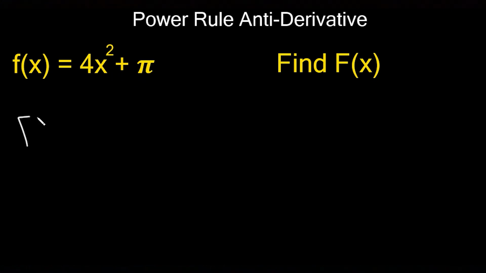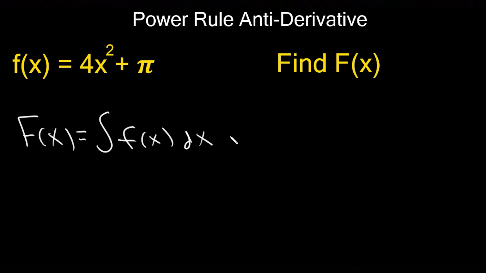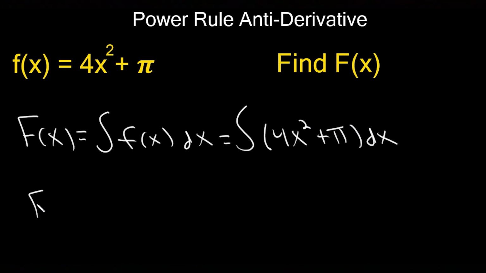So I'm going to say capital F of x is going to be equal to the antiderivative of f of x dx, which is equal to the antiderivative of, let's go ahead and substitute it in, 4x squared plus pi and then dx. So capital F of x is equal to, applying our power rule, we're going to add 1 on our first term here and then divide by that number, which is going to be 3. So I'm going to write it as 4/3 and then x to the 3rd power, okay? And then we have plus pi x, because pi is a constant, right?